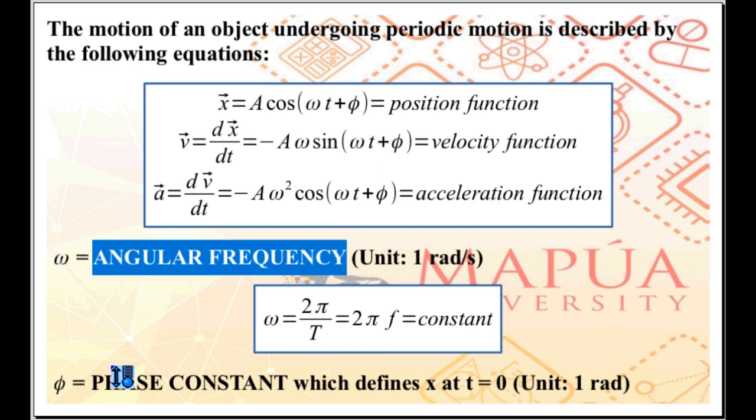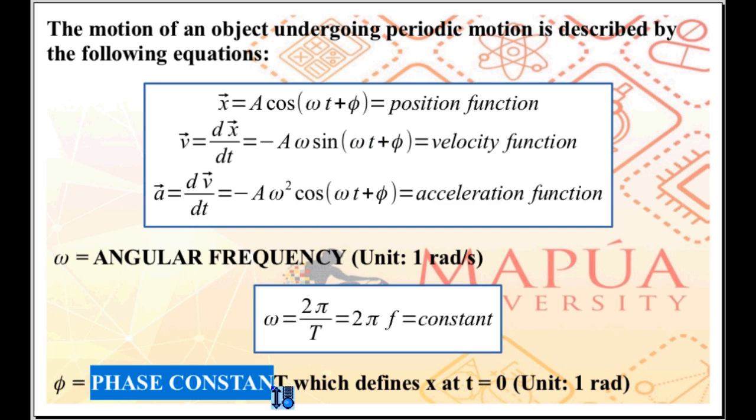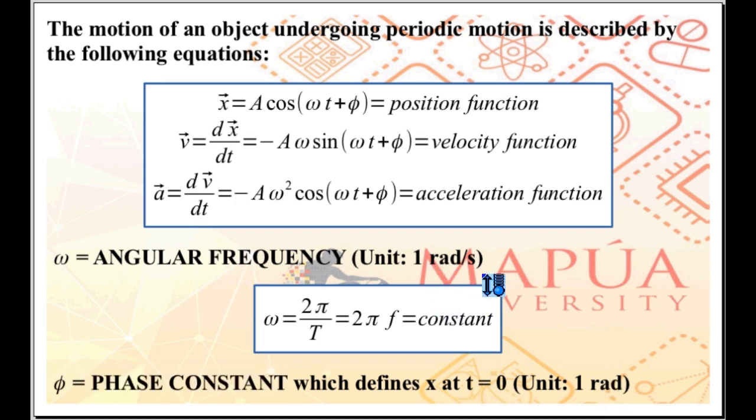And phi is the phase constant of the vibratory motion, and it defines the position of the object at t equal to 0. It defines the initial position of the object. And phi is in radians. So note, angular frequency is in radians per second, whereas phase constant is in radians.